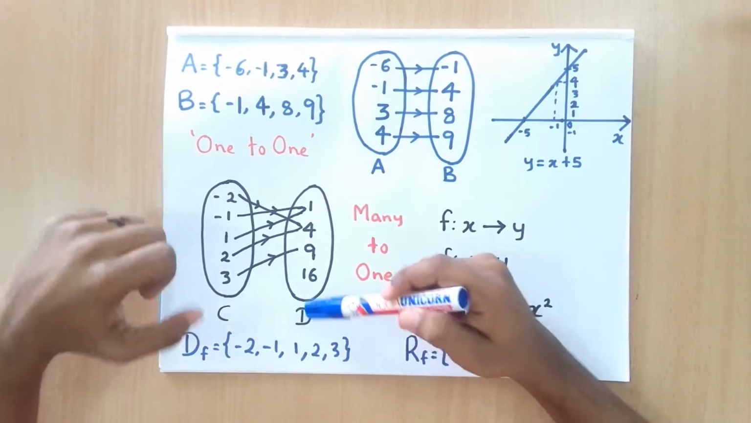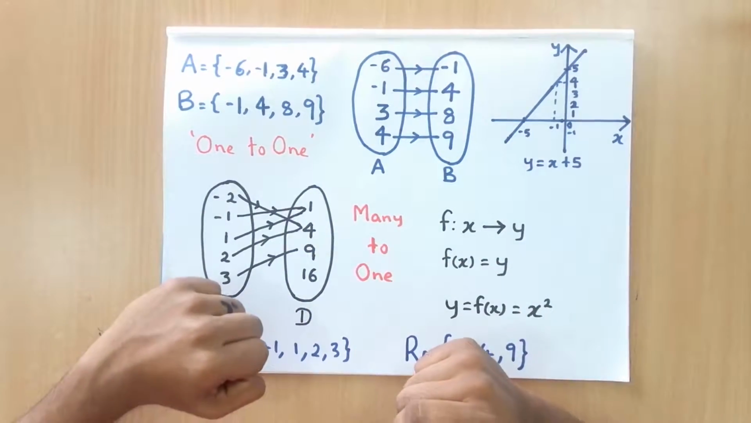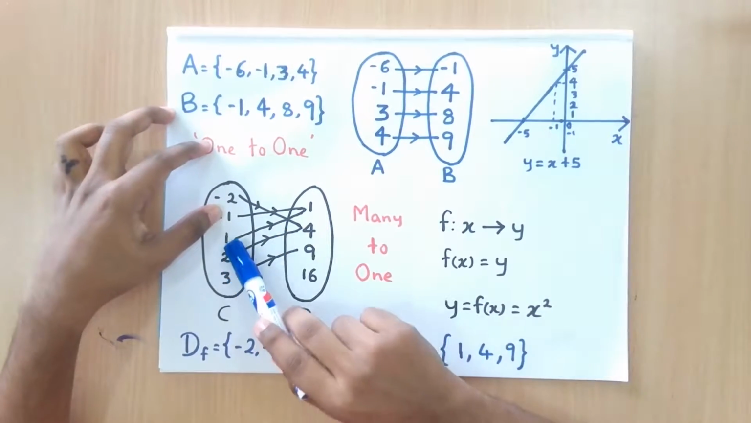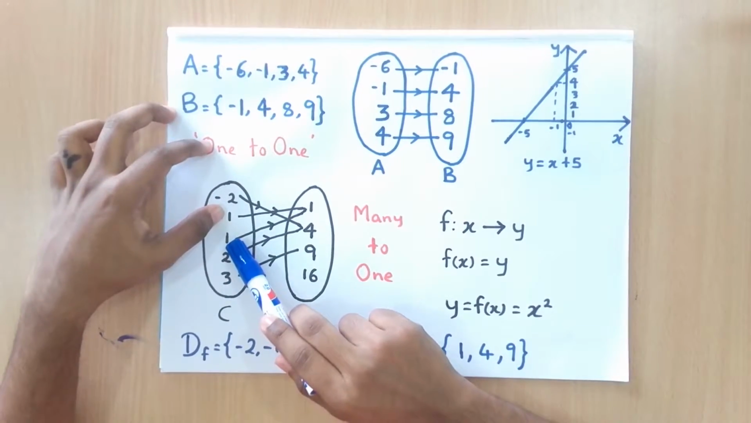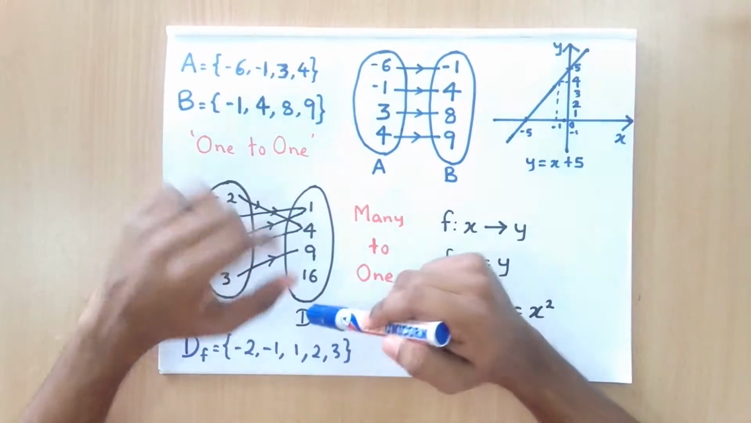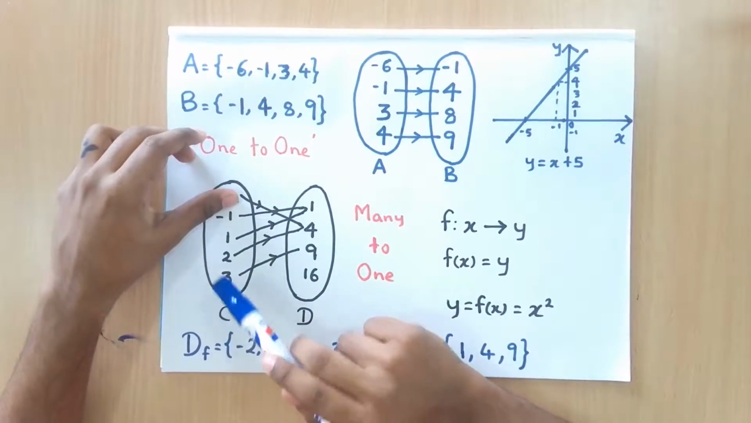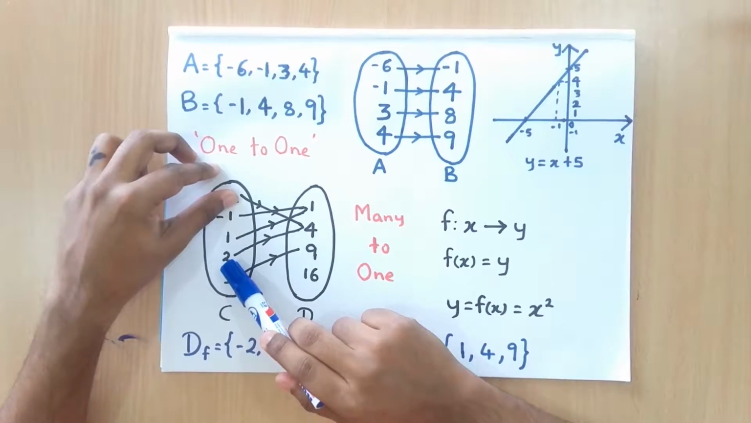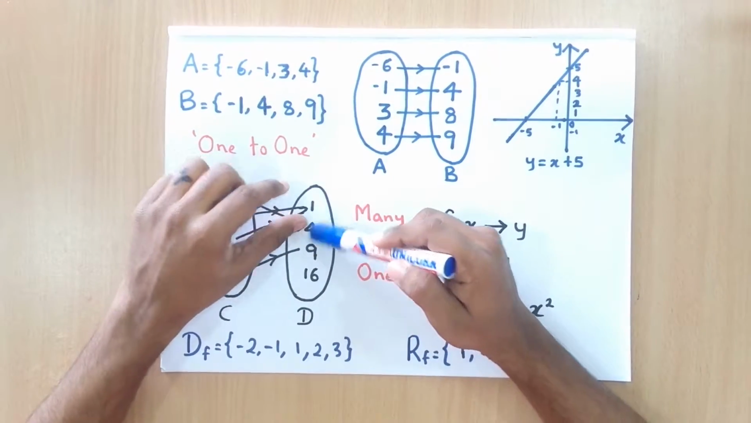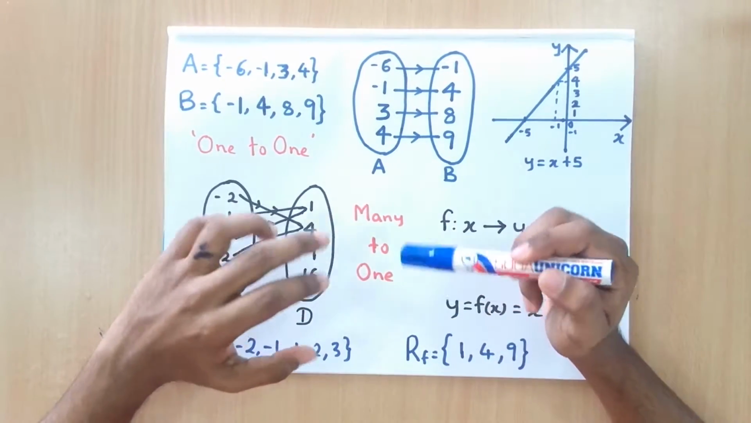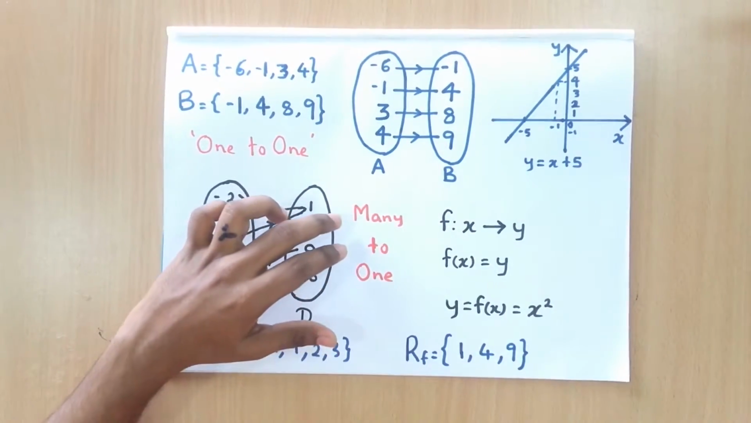Now let's take these two sets C and D. Notice that the elements -1 and 1 are mapped to the same element 1 of set D. Also, -2 and 2 are mapped to the same element 4 of set D. This type of mapping is known as many-to-one mapping.